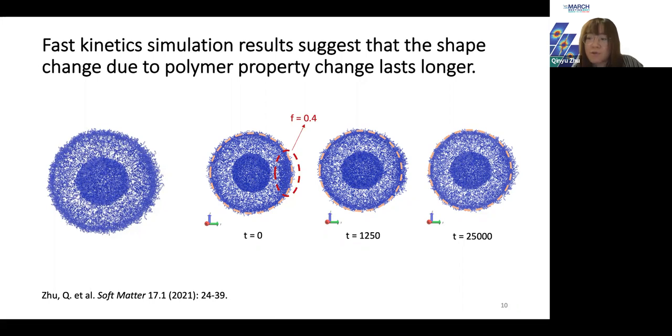The snapshots on the right show that the vesicle remains largely spherical, but there is still an increase in curvature of the outer corona region where the chain block fraction was altered, even at t equals 25,000. So this suggests that this mechanism could provide a more long-lasting local shape change compared to the solvent swelling mechanism.